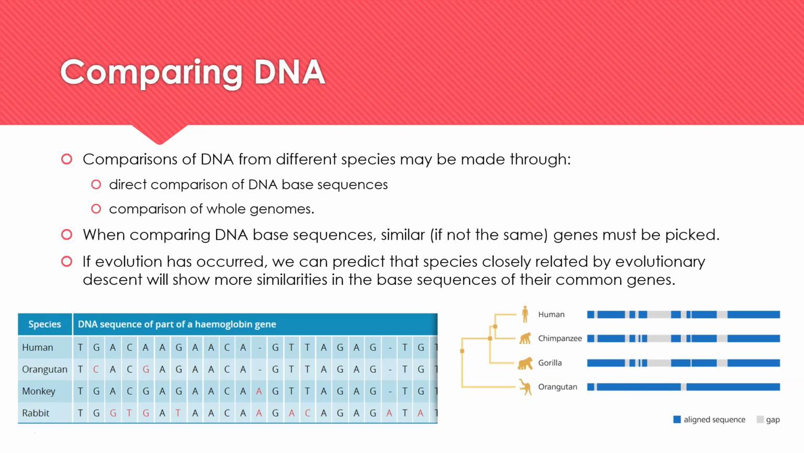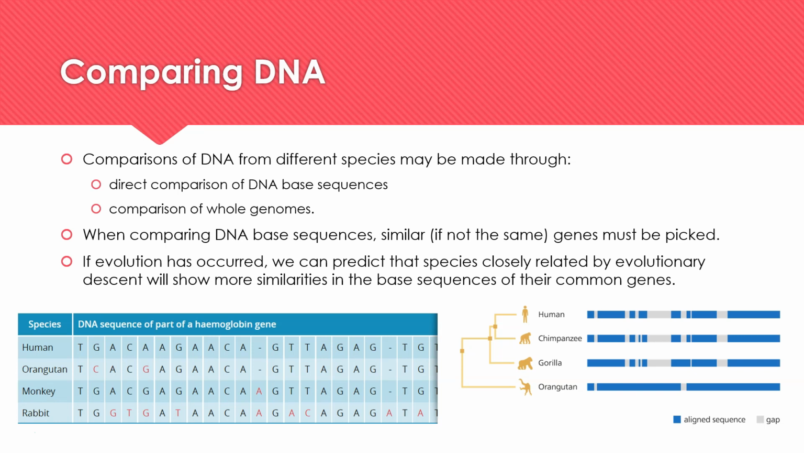So at the bottom there, you've got part of the hemoglobin gene, and you've got a sequence of that. And you'll see from what you've got there that in red underneath humans all in black, but for orangutan, monkey, and rabbit, every time there is a different letter, it's in red.